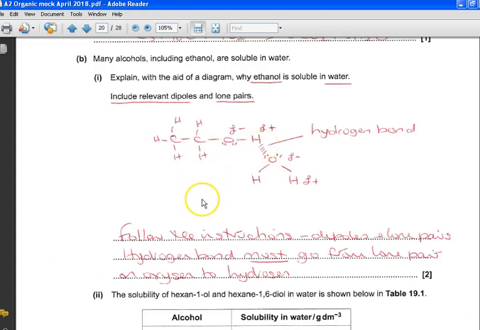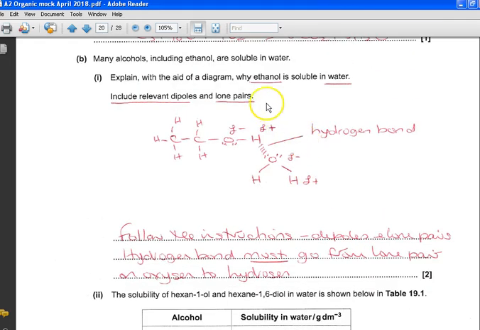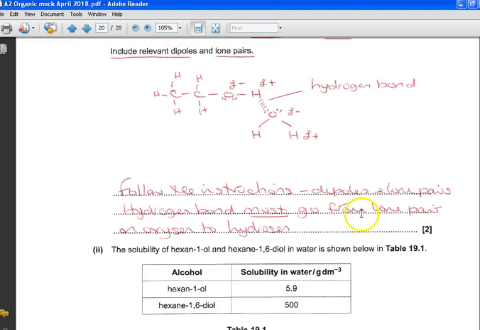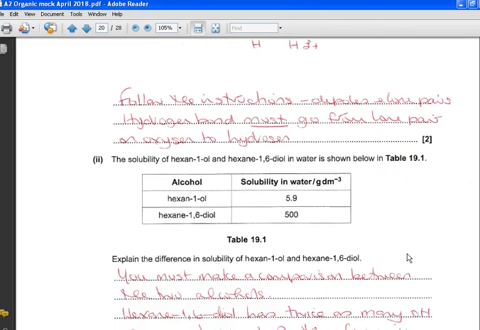Some of you did 2 ethanol molecules, which you're not asked for. You're asked for ethanol and water, and you must show the dipoles. Okay, so your lone pairs, the dipoles, your hydrogen bond, that's it. All right, make sure you've got all of those on there. You're told in the question, include relevant dipoles and lone pairs, so you even have to remember to do it. But it's very important that you can't just put 1 lone pair on here, put the 2 and show the hydrogen bond.